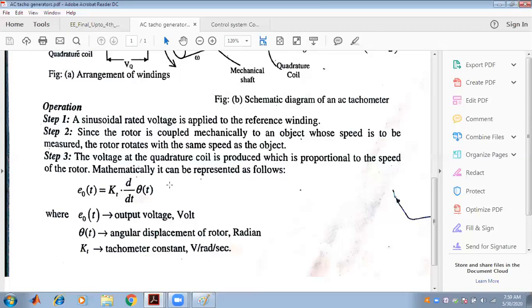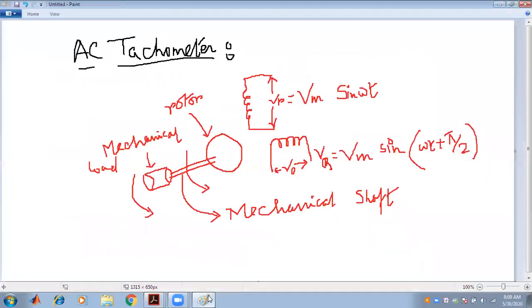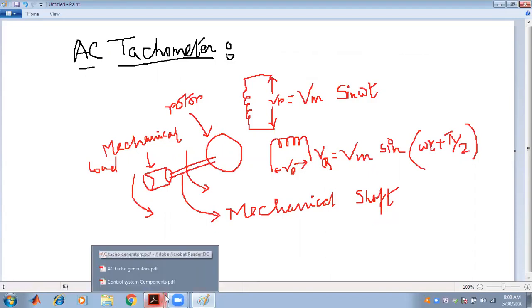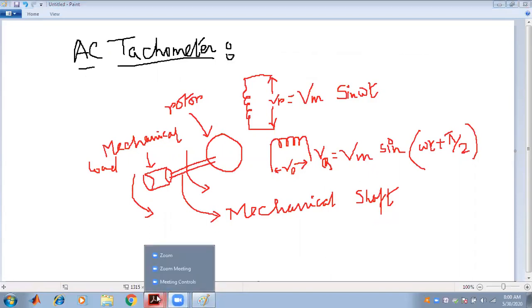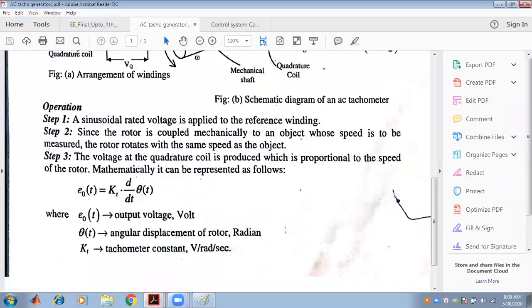is an arrangement of the windings, as shown, where the reference and the quadrature axis are displaced in space. There is a spatial displacement of 90 degrees, and the temporal displacement is Vm sine omega t and Vm sine omega t plus 90 degrees. So in order to produce a uniform, balanced supply, both have the same magnitude of peak voltage Vm, and they create a phase displacement in the time domain, that is sine omega t plus pi by 2, 90 degrees, in order to produce the magnetic field.